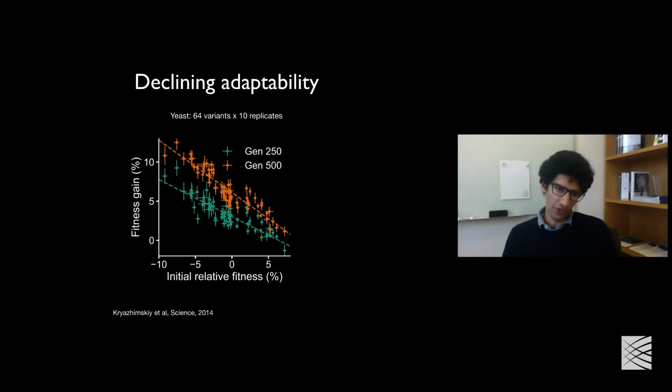So what you're seeing here is the fitness gained over 500 generations versus the initial fitness of the 64 different variants. And you can see that there's a wide variation in the initial fitness, about 20%.